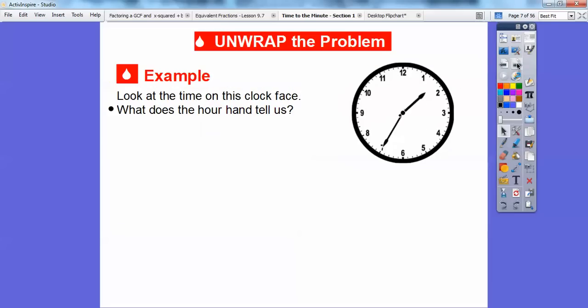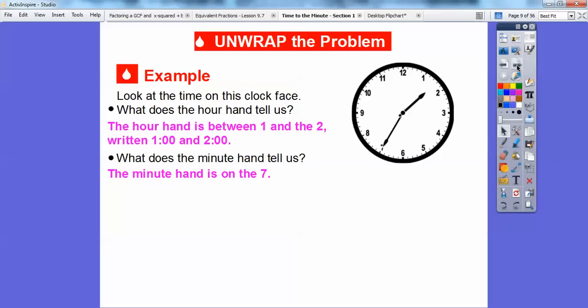So, okay, let's look at the face of the clock, and what does the hour hand tell us? Well, the hour hand is always the smaller hand right here. So this hour hand is right in between the 1 and the 2, okay? And you'll find out later that 1 o'clock is written as 1 with a colon and 2 zeros. So this says 1 o'clock. This says 2 o'clock. So this hour hand is in between the 1 and the 2.